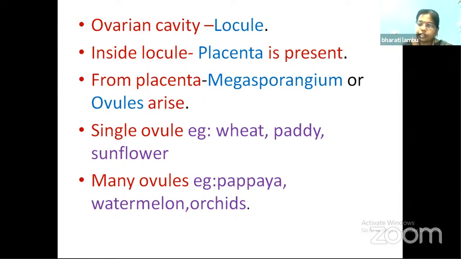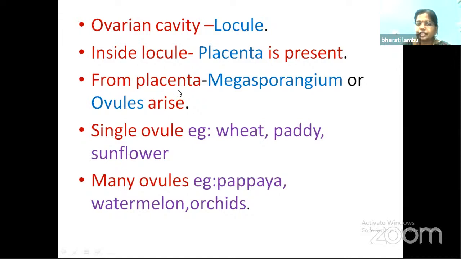If you cut open the tomato, it may contain two locules. It is bilocular, like that. So the ovarian cavity contains the locule. The locule will have the placenta in it. So inside the locule, what is present? Inside the locule, placenta is present. What is placenta? Placenta is nothing but a mass of cells which will join the ovule with the ovary wall. So placenta is helping the ovules to be connected with the ovary. That is called the placenta.